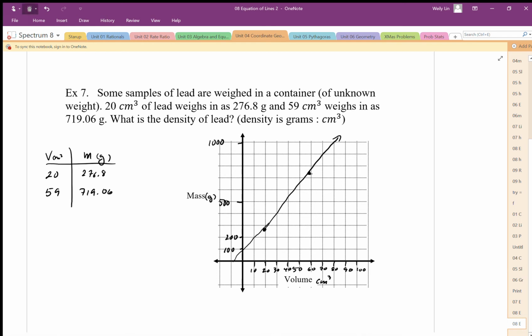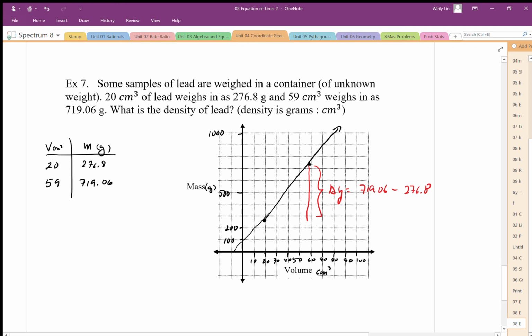To show the rise and run, or the slope, I need my change in y, which is going to be 719.06 minus 276.8. Getting a calculator for this, 719.06 minus 276.8 gives us the difference of 442.26 grams. And that's over the run.